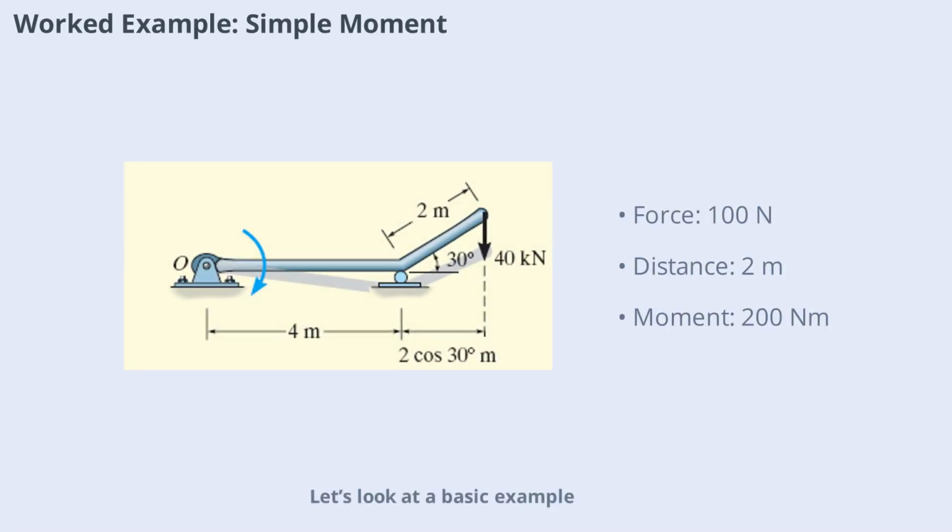Let's look at a basic example. Suppose a force of 100 N acts at a distance of 2 m from a pivot point O. The moment about O is calculated as 100 N times 2 m equals 200 Nm, acting in the clockwise direction. By extending the line of action and identifying the moment arm, you can visualize the tendency of the force to rotate the object. This approach is fundamental in solving more complex problems.